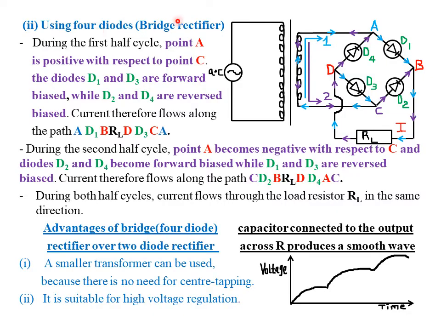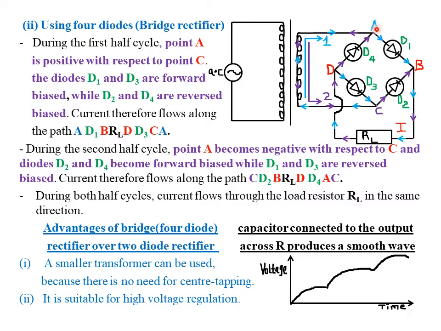So we are talking of 4 diodes because you can see we are using 4 diodes, that is the diodes D1, D2, D3, and D4. Now, during the first half cycle, point A is positive with respect to point C. This simply means that point A is positive, whereas point C is negative. So if point A is positive, the current is going to flow from point A in this direction. This arrow represents the direction of current during the first half cycle.